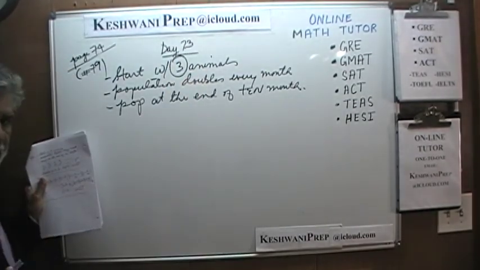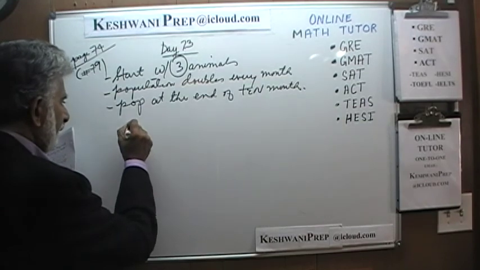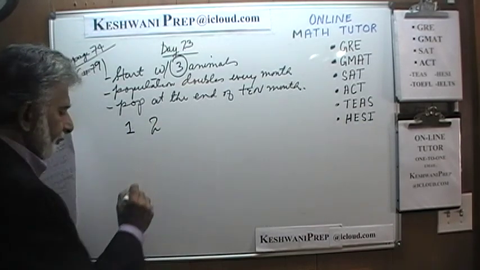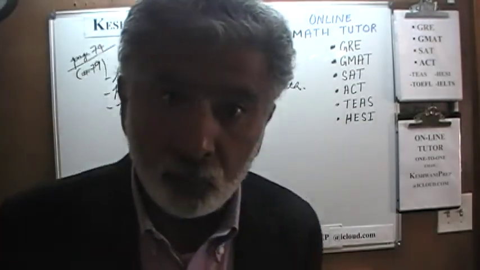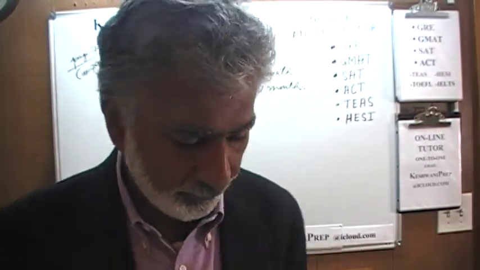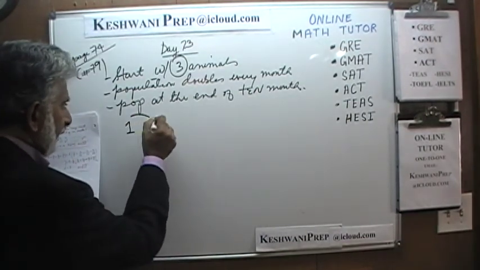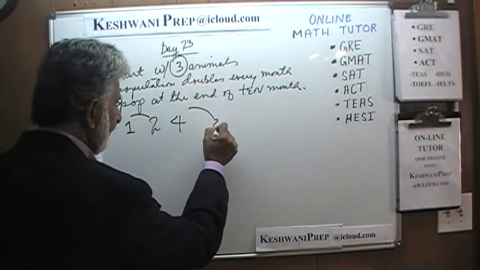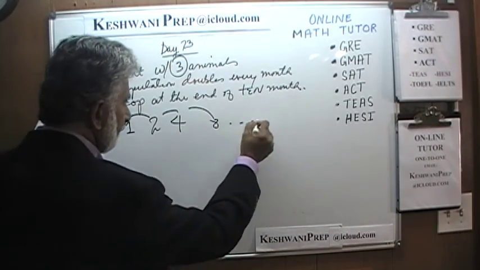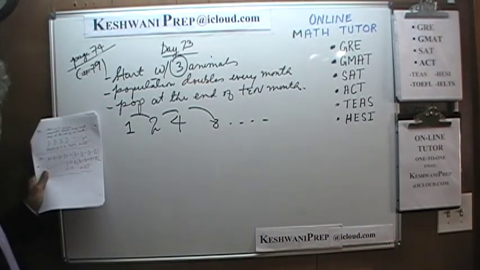even though we have three animals, let's start with one animal because it will make it simple. If you start with one, one will become two. Although how one will become two is not something what my biology teacher explained to me. Do you understand? But we won't go there. And then this is after 1 month, and then two will become four, four will become eight, and so on and so forth. It will continue going like this for 10 months.